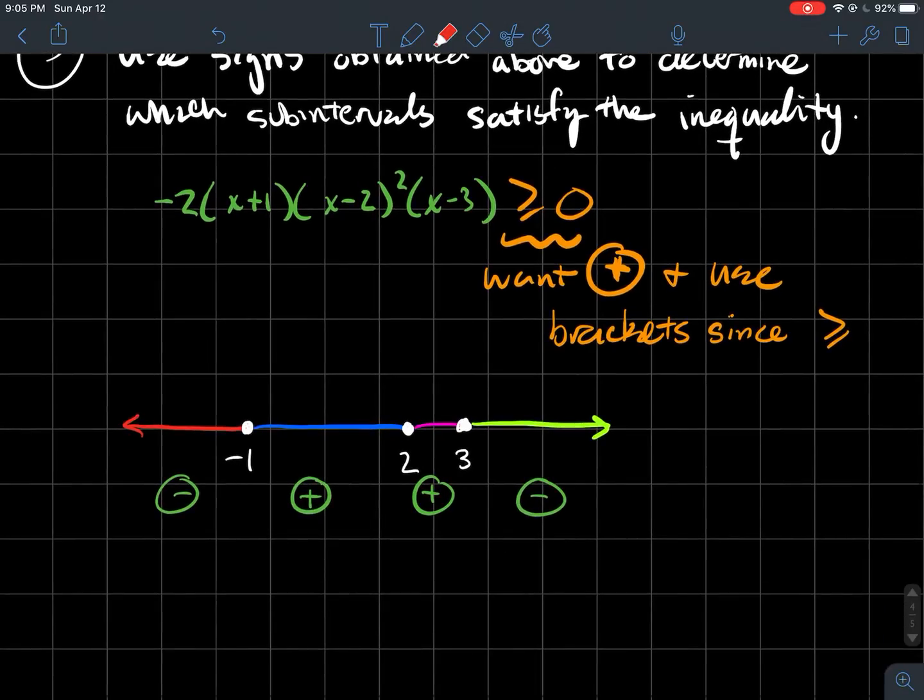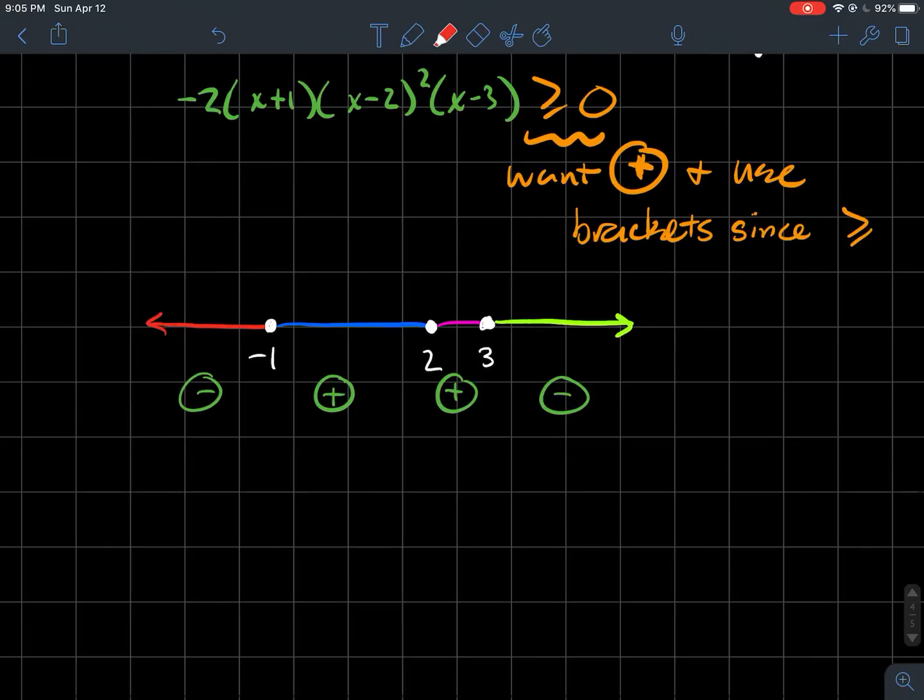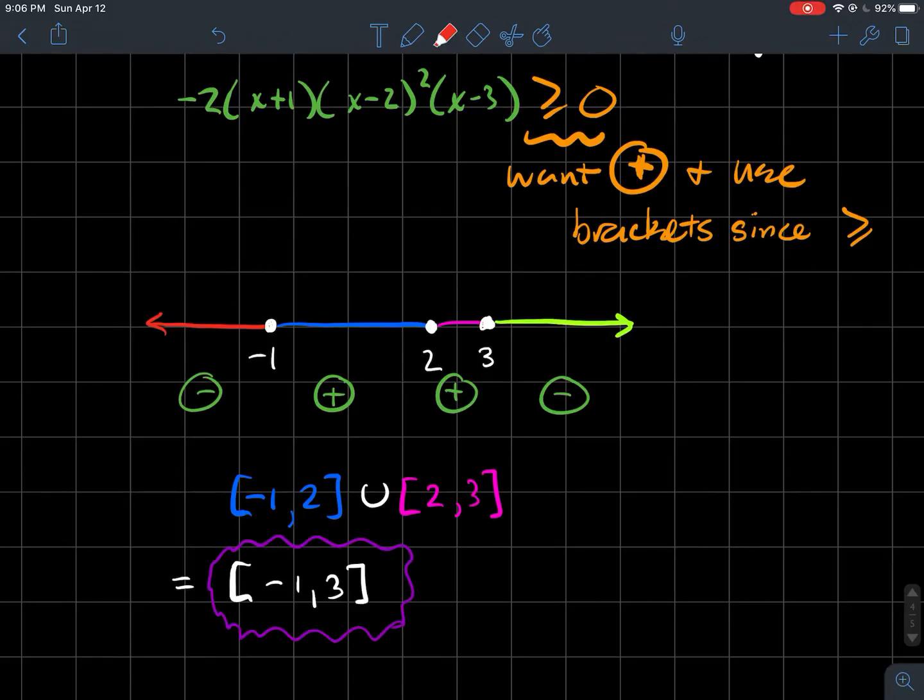So if I copy paste my answer from part 4, which was how I determined what the signs were, and I want the pluses, then my answer should be this interval from here to here. How do I write that down? That would be the blue interval union the pink interval. And notice again how I've got brackets everywhere there. But the last thing you might notice is that this simplifies a little bit. 2, there's no break there really, right? 2 is included in both of those. So it's kind of silly to have this break at 2 if it's in both. Therefore, we could just combine it into the singular interval from -1 to 3. And I'll circle that as my final answer.